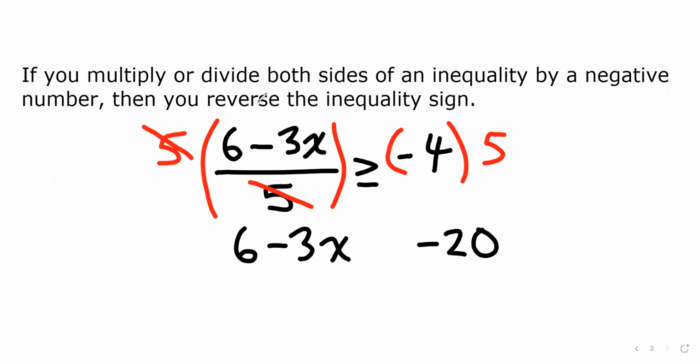Do we reverse the sign? The answer is no. Some people will want to reverse the sign because we just did a multiplication problem with a negative, -4 times 5. But that's not the action that causes the sign to turn around.